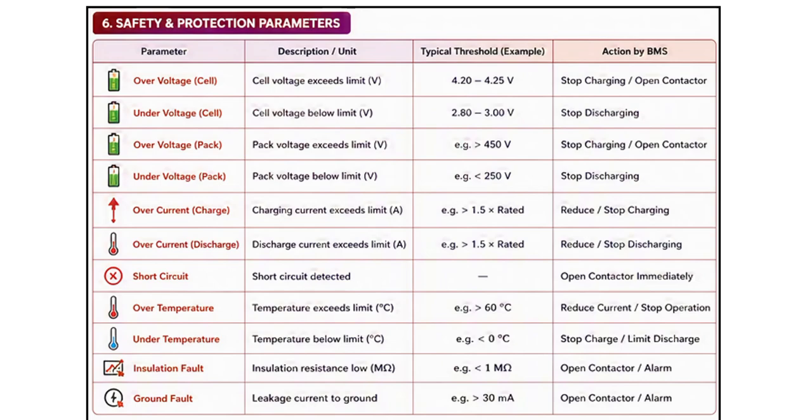If an insulation fault happens, then the contactor opens, and for ground fault, the same process will be done, that is the contactor will open or the alarm circuit will be switched on. So this is all about the parameters of the battery pack, and this is very useful in the design of BMS.